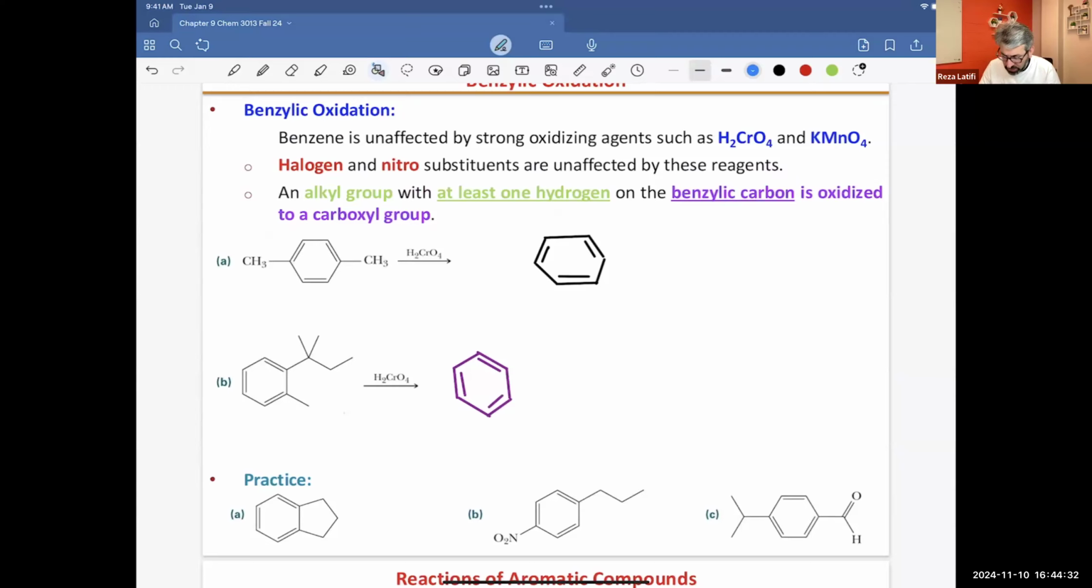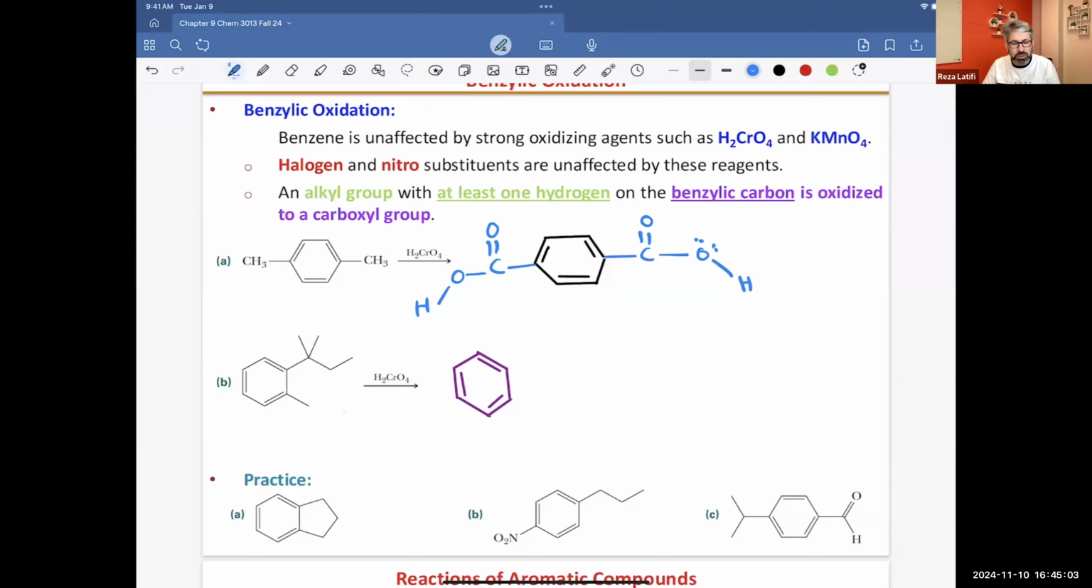So in this case, because both methyls have 3 hydrogens, each methyl will be oxidized and it will turn to C=O and then O attached to hydrogen. Okay, so we got the carboxylic group, and we will have the same story on the left side. We'll have a carboxylic group. So as you see, both methyl groups got oxidized.